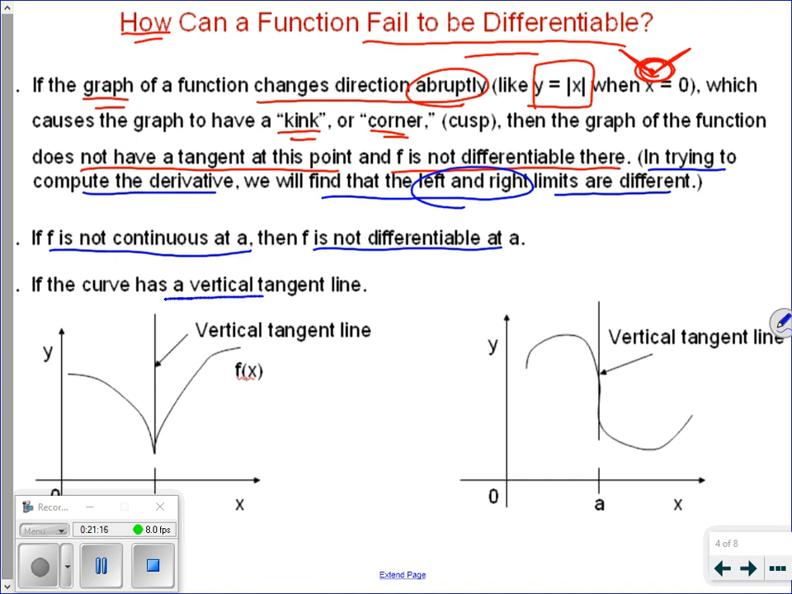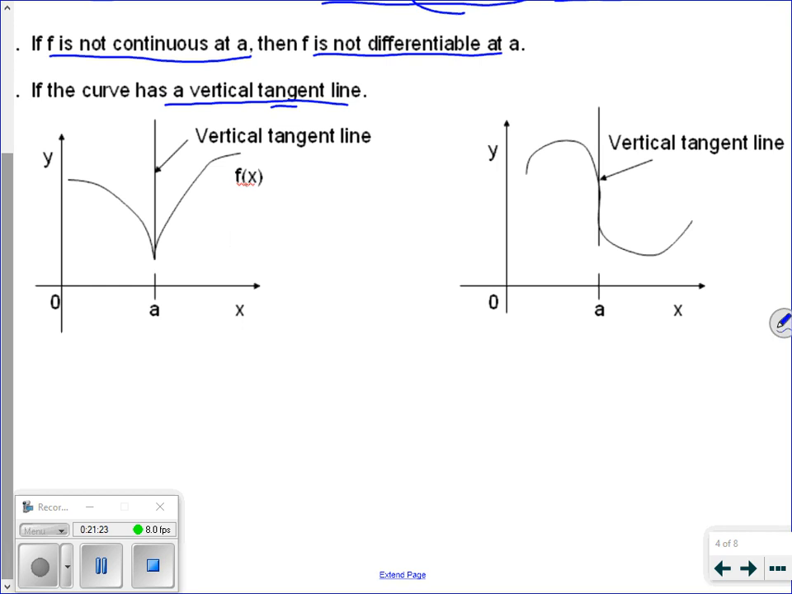And if the curve has a vertical tangent line, then it's not differentiable there. Here's graphically what I'm talking about. Here's a vertical tangent line at a cusp. It's almost like having an asymptote there, if you want to think of it that way. You see that right here it may be continuous, but there is a sharp change in direction. So it's not differentiable at x equals a.